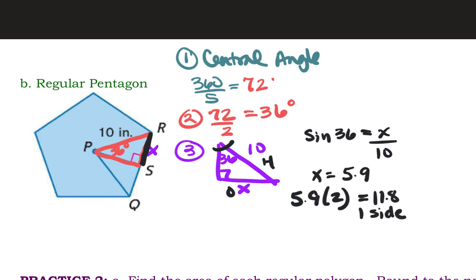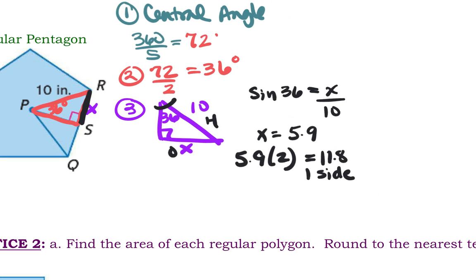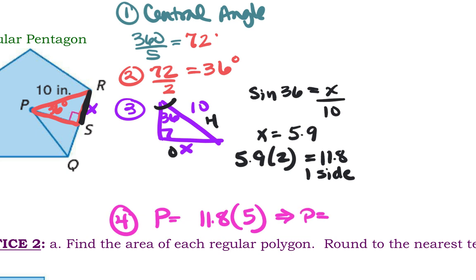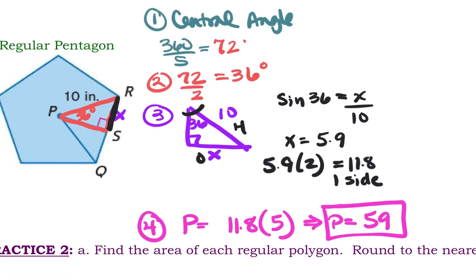All right, and I'm just writing these notes so that when you're looking at your notes, you know exactly what we're finding. All right, so can I figure out my perimeter now? Good. So down here, I'm going to leave some space. I'll tell you why here in a minute. For my perimeter, I'm going to do one side, which is 11.8 times how many sides? 5. Your perimeter comes out to be, what'd y'all get? 59 exactly.